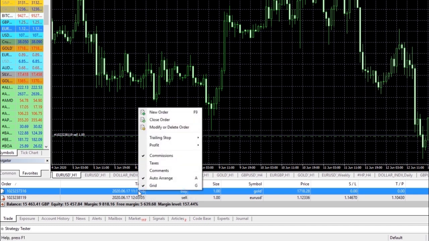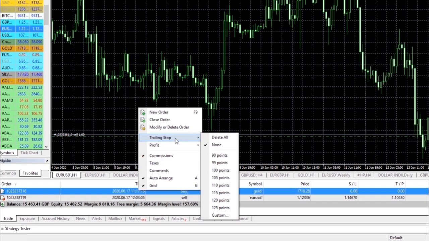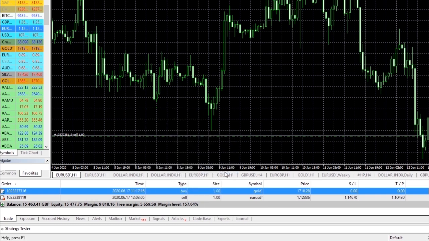If you right-click on your order, the trailing order option will appear. You can choose a trailing order from a minimum of 90 points and above. If you want to choose a trailing order higher than shown, you can click on Custom to enter. But you decide to place a 100 point or 10 pip trailing stop on it to protect your order.